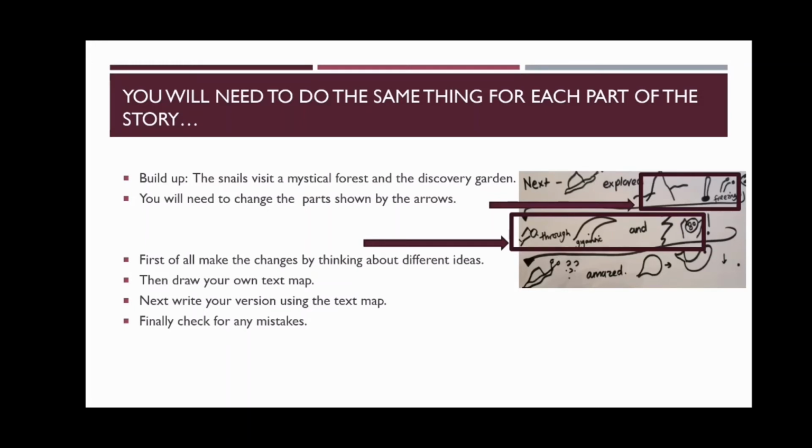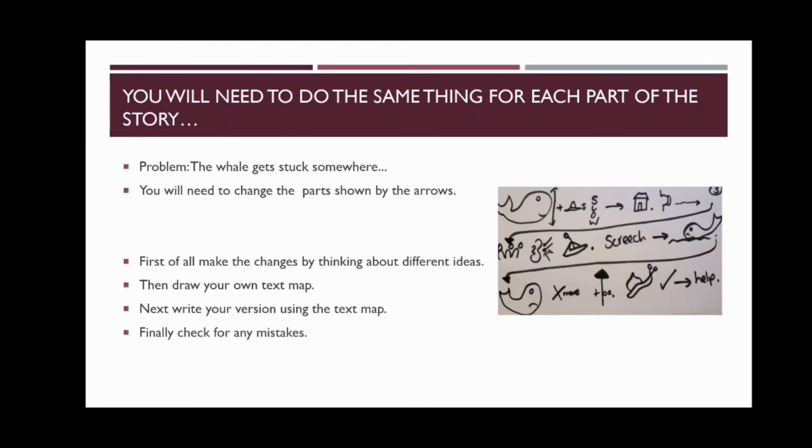So the first thing you're going to have to do is you're going to have to think about the changes you want to make. You're then going to draw your own text map, and then you're going to write your version using that text map. Finally, just like I did, you're going to check for any mistakes. Now, one thing that I would recommend that you do is each day you come back to this video and look at this again, just to remind you of the things that you need to change. So once you've done the build-up, it'll then be time for the problem. So this time the whale gets stuck somewhere, and he did say that you get to decide where he gets stuck.